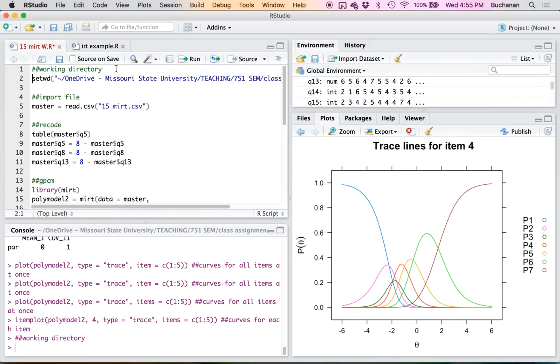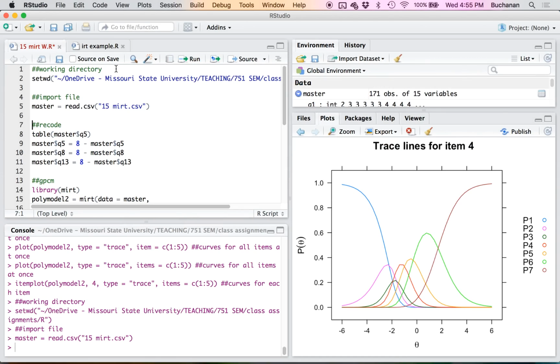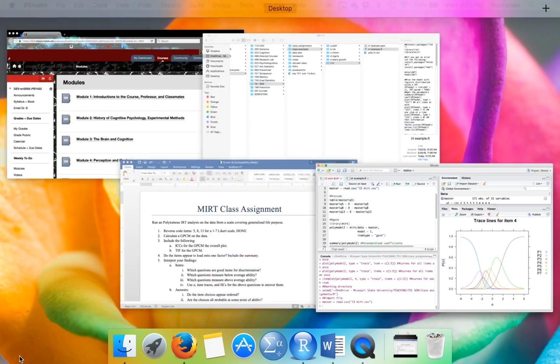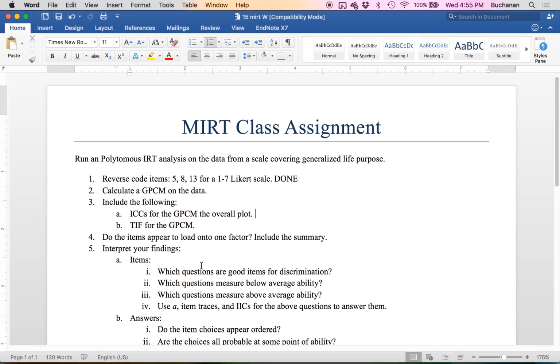So I've set my working directory, I've imported the file, and the first step always is to recode the data. If you have any reverse coded items, one, they're probably not going to work very well because it tends to be problematic, but also we're going to fix those so that the a values will at least be in the right direction, where low is low and high is high.